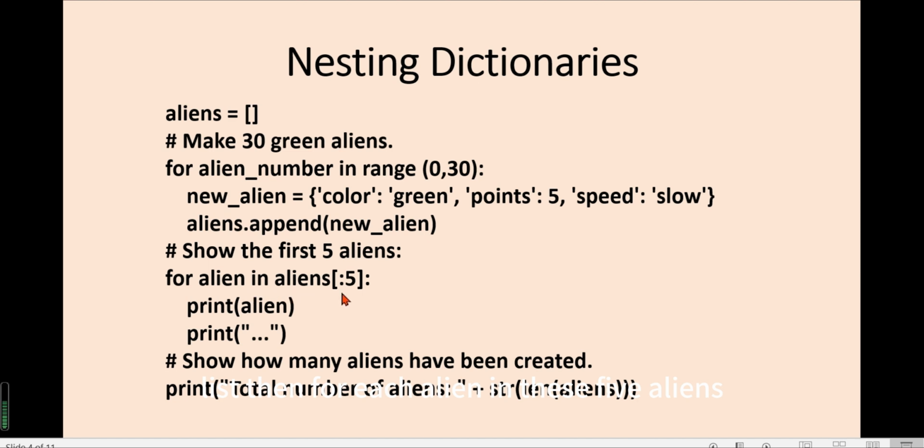Then for each alien in these 5 aliens, we'll print the alien, and print a message to show how many aliens have been created. We can print a string, total number of aliens, then concatenate the string form of the length of this list. The length of aliens is 30, so we convert it to a string and concatenate it with the message. So in the end, the message total number of aliens will be printed out.